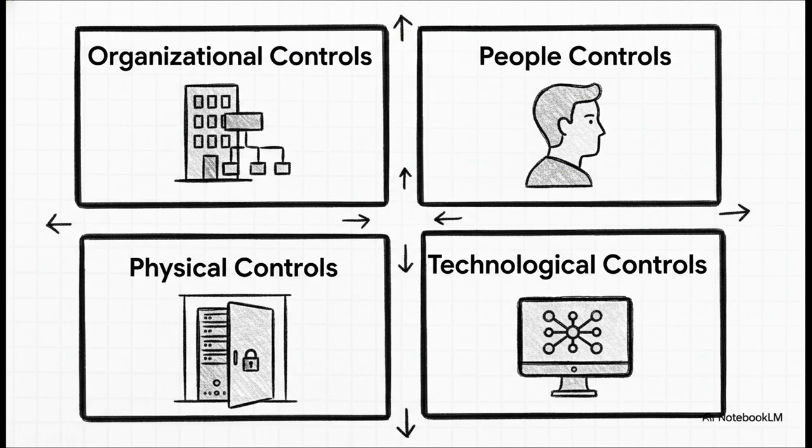And here they are. It's pretty logical, right? If a control is about, say, HR policies or employee screening, it's a people control. If it's about locks on doors, that's a physical control. If it deals with firewalls and encryption, it's technological. And pretty much everything else, the policies, the procedures, the governance stuff, that all falls under the organizational umbrella. It's a simple, high-level grouping that gives us a familiar place to start before we get into the new mechanics.